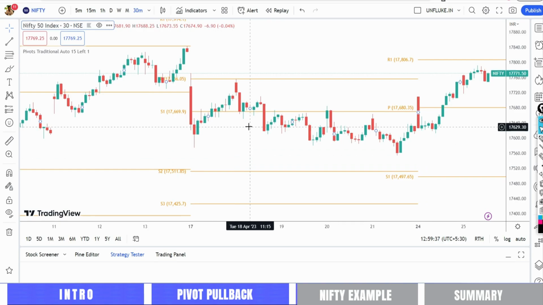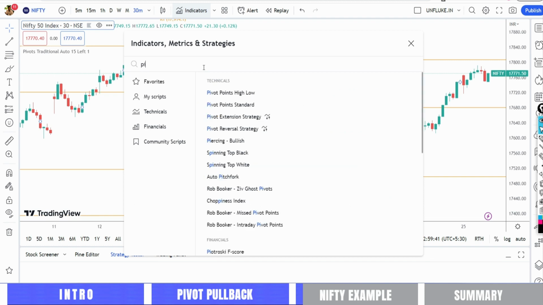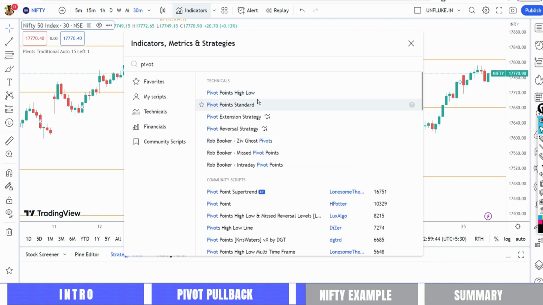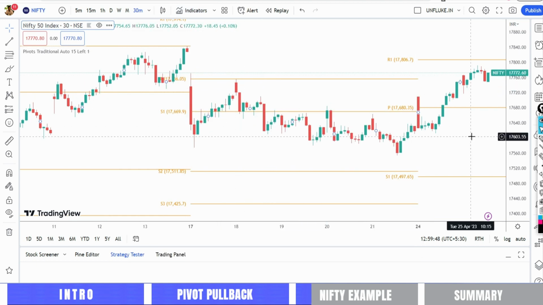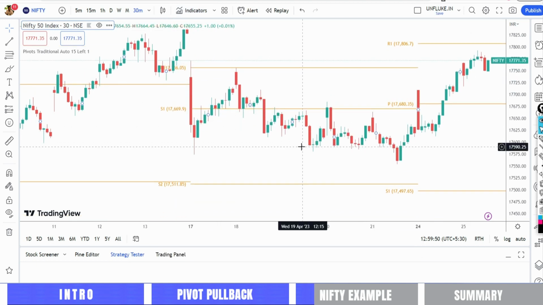So I've already added the pivot point. Let me show you how to add them. So all you have to do is go to indicators, just click pivot point standard. And this is the one pivot point standard I've chosen. So once you do that, you'll get all these lines automatically. And how do I take the trade now?